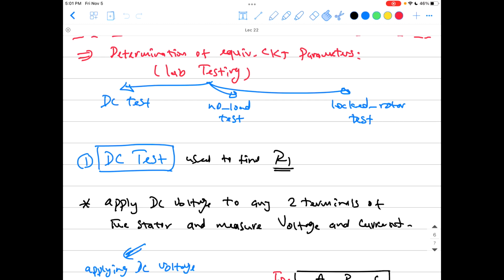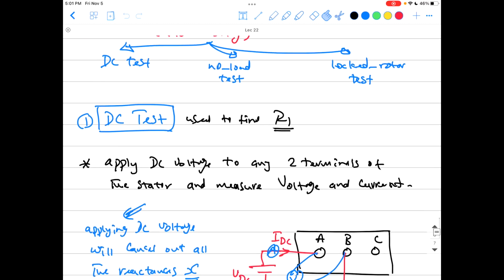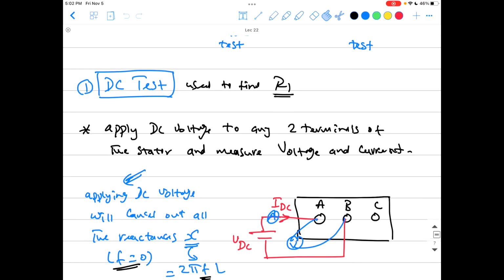Like we did before with the synchronous machine, if you remember, we did the DC test, the no load test, and the short circuit test. So they look the same. The whole difference here is that you're talking about a motor rather than the generator of the synchronous machine. So we started talking last time about the DC test. This test we use to find R1, which is the per-phase resistance of the stator.